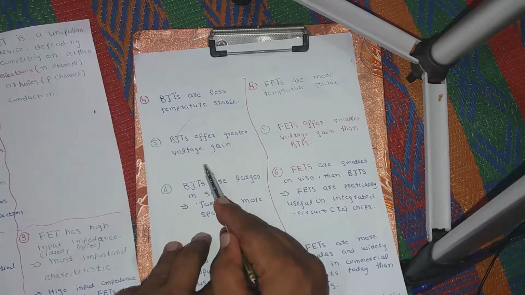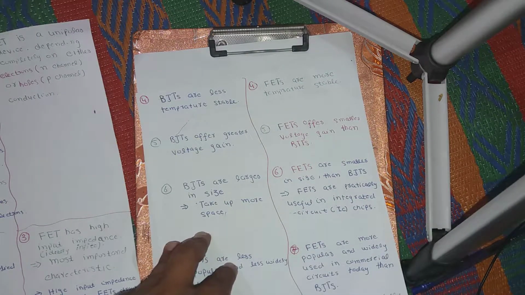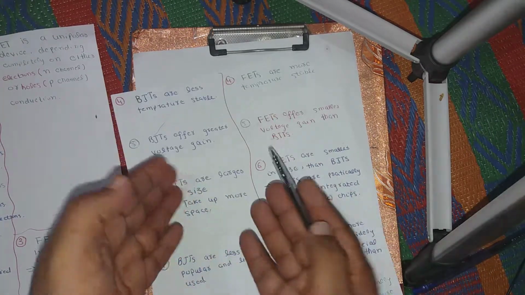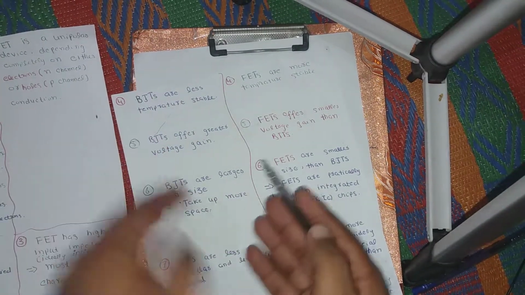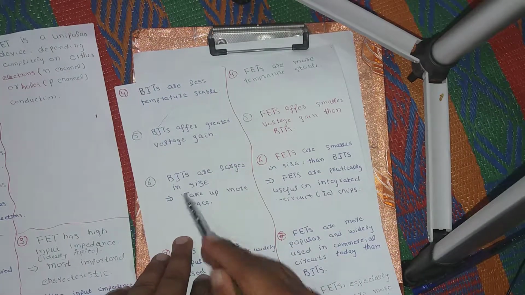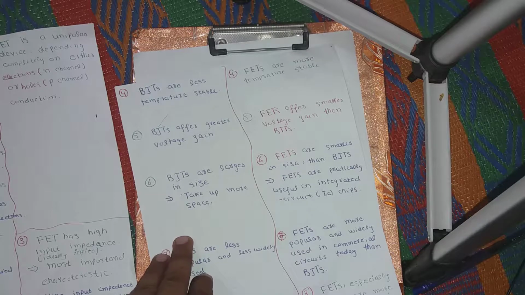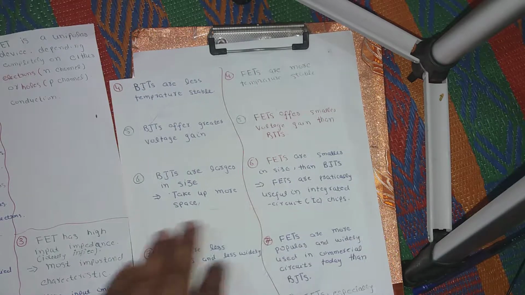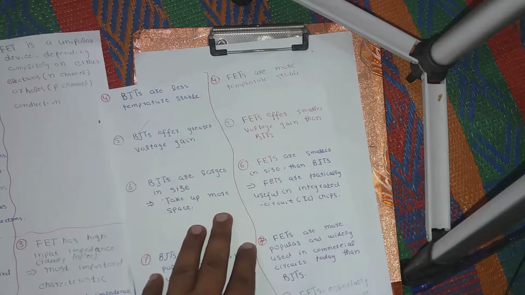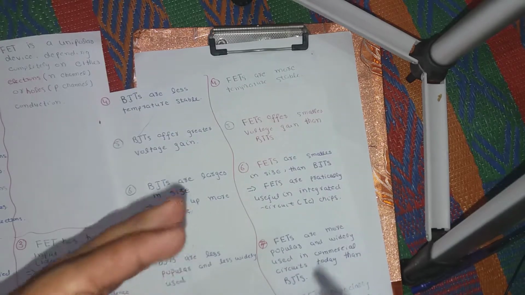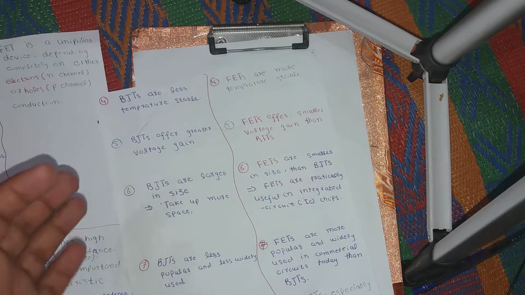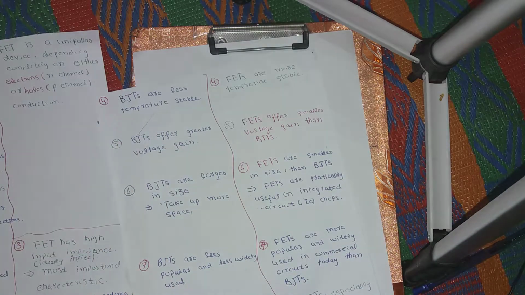Then we will talk about difference number 5, that is BJTs offer greater voltage gain and FETs offer smaller voltage gain than BJTs. This is self-explanatory, so I don't really need to explain it too much. Now let's talk about the sixth difference, that is BJTs are larger in size. So BJTs take up more space and FETs are smaller in size than BJTs. FETs are practically useful in integrated circuits like IC chips, and more FETs can be accommodated on a small area. So that's why it is preferred to use FETs in IC chips.